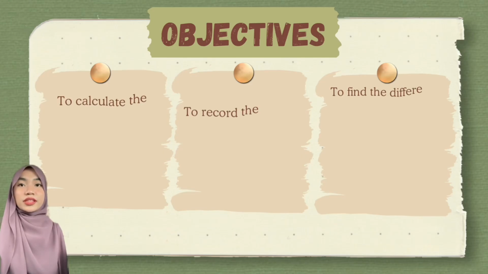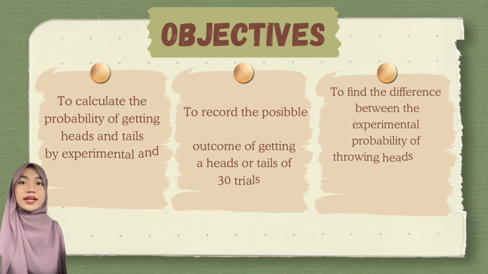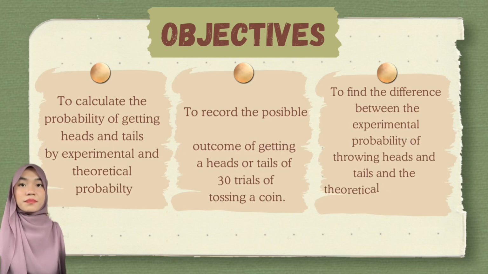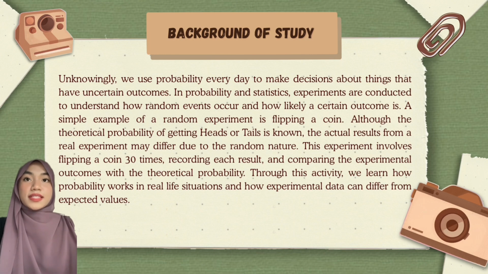We have three objectives in this experiment. One, to calculate the probability of getting heads and tails by experimental and theoretical probability. Next, to record the possible outcome of getting a head or tails of 30 trials of tossing a coin. Last but not least, to find the difference between the experimental probability of throwing heads and tails and the theoretical probability of throwing it.